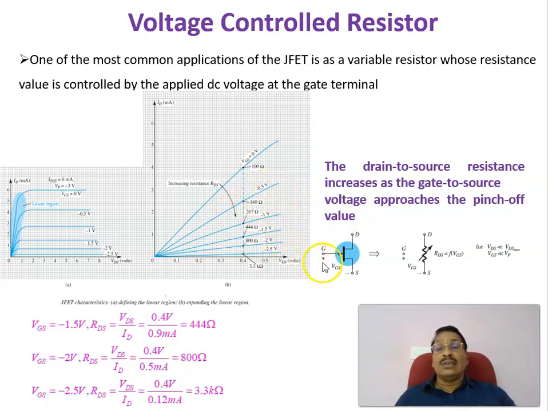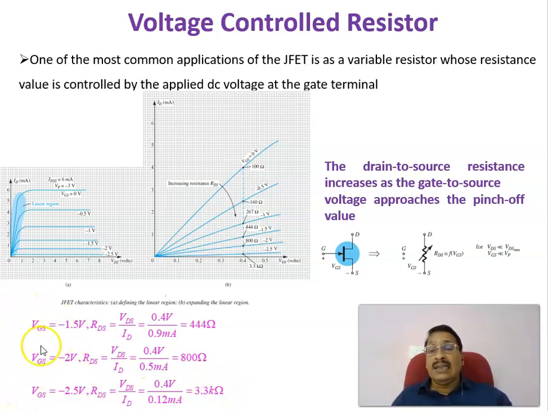The maximum value of gate to source voltage is the pinch off voltage VP. Therefore, as an example, when VGS equals minus 1.5 volt, you can calculate the resistance between drain and source from the slope, and we get it equal to 444 ohms. Similarly, as VGS increases to minus 2 volt, the resistance increases to 800 ohms. Like that, VGS can be made minus 2.5 volt, and correspondingly it is equal to 3.3 kilo ohms.